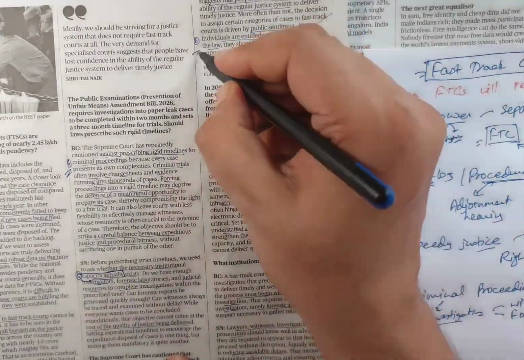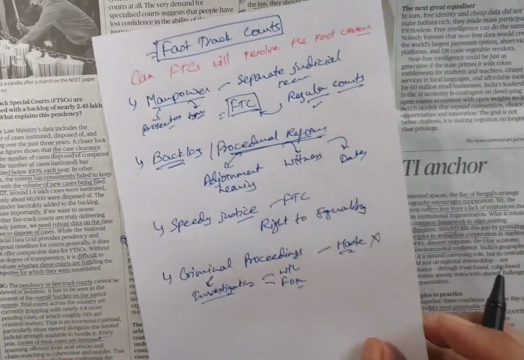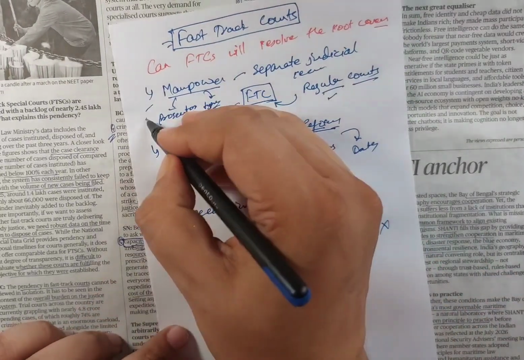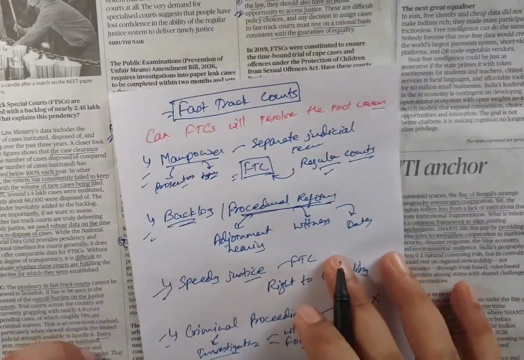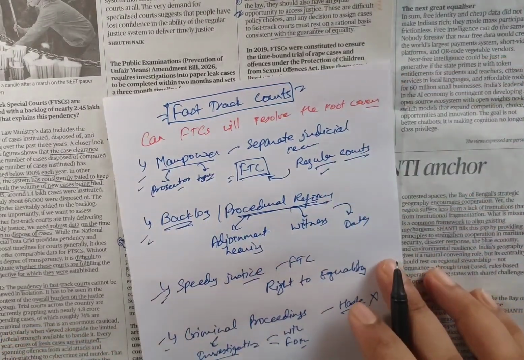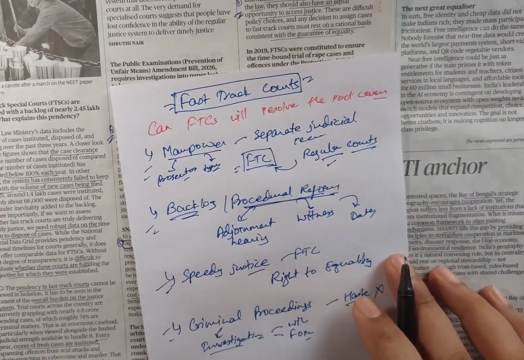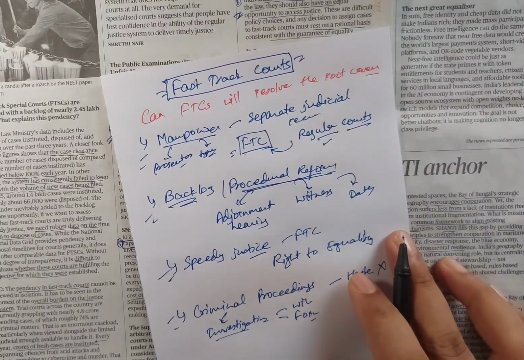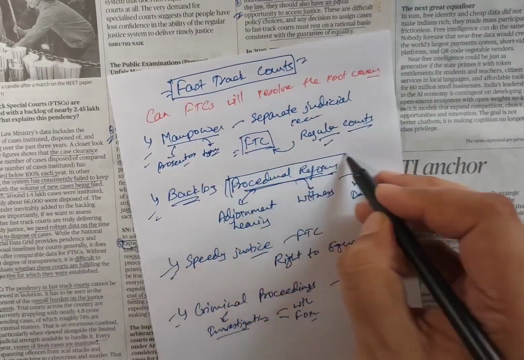One thing that we already discussed is the right to equality. So these are the four basic concerns highlighted related to fast-track courts in India. Just merely announcing fast-track courts will not resolve the actual concerns. We should actually think about procedural reform.